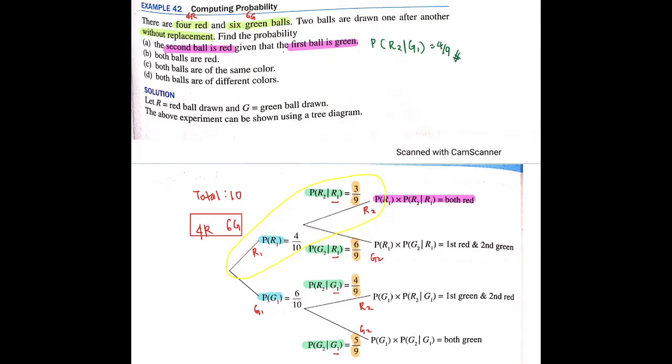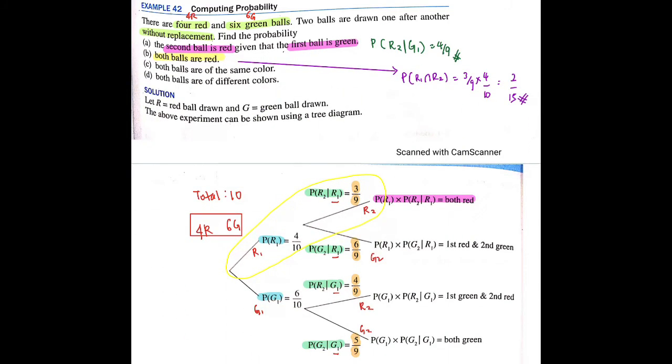Now let's look at the second question. Find the probability that both balls are red. Both balls are red, R1 and R2. Just multiply the branches together. So this becomes the probability of R1 intersect R2, both balls are red. So just multiply the branches, 3 over 9 multiplied with 4 over 10. So the answer will be 2 over 15.